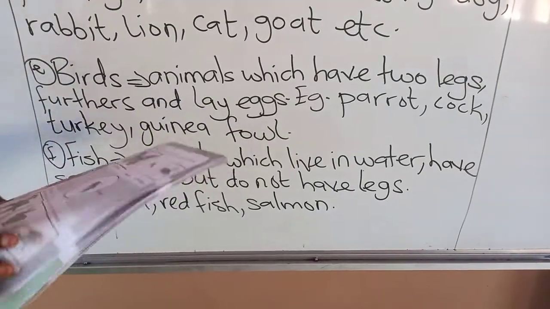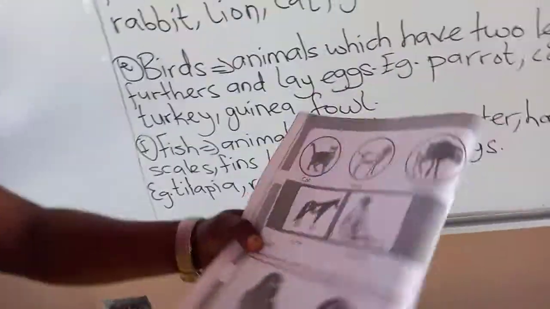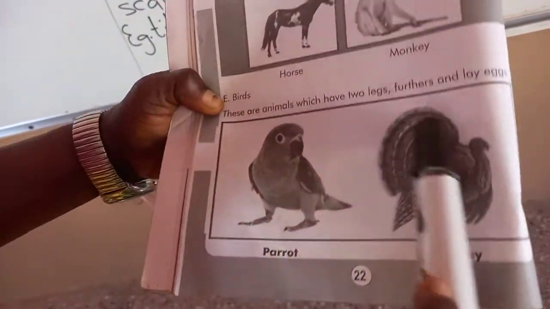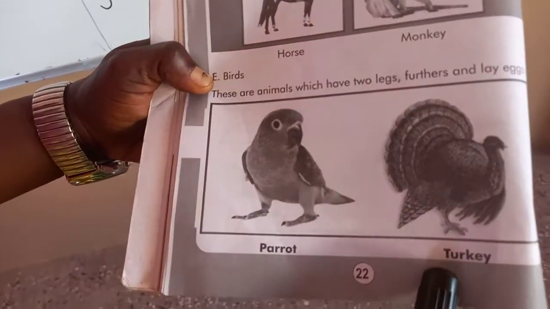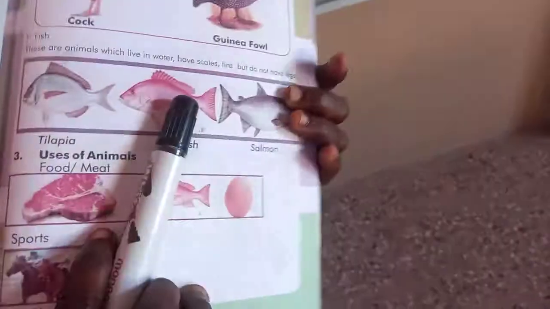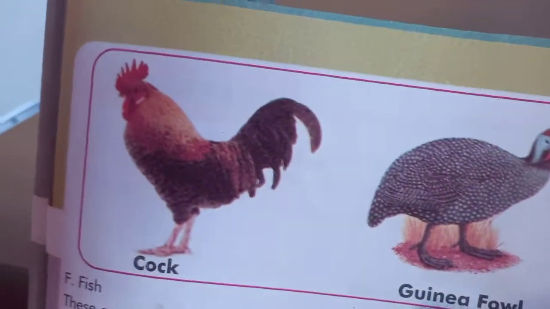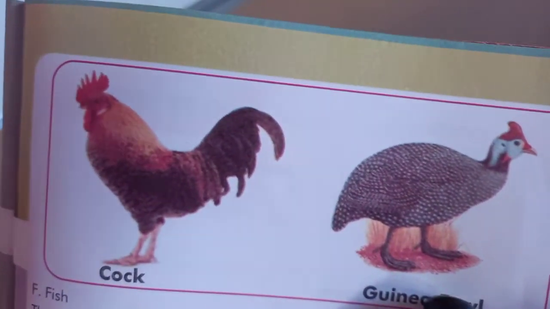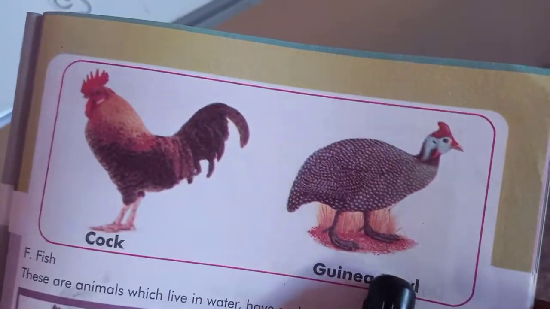Let me show you them. All right, now these are birds. They have two legs, feathers, and lay eggs. This is called a parrot, and this is the turkey. They have two legs and they lay eggs. They have feathers too. This is a cock, and this is a guinea fowl. If you see this animal somewhere, it's called guinea fowl. All right, now let's move on.